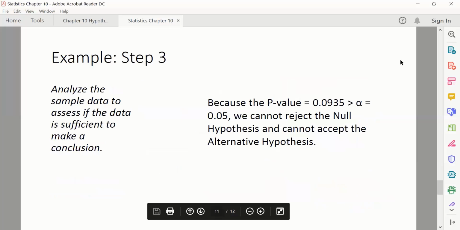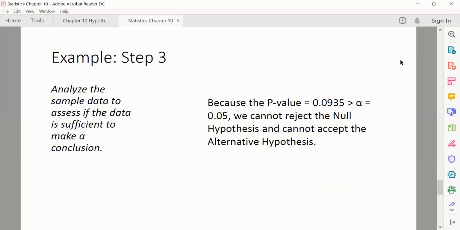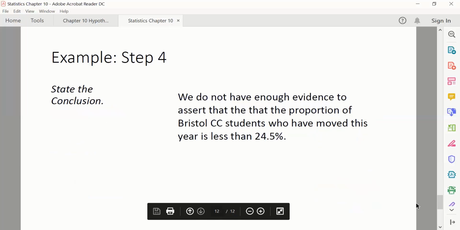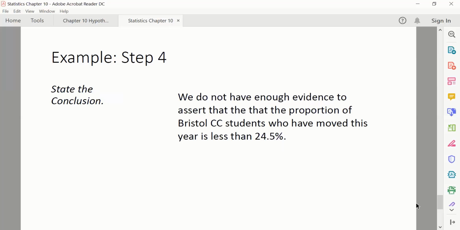So because the p-value is 0.09, which is greater than alpha, we cannot reject the null hypothesis and cannot accept the alternative hypothesis. So our final conclusion, we do not have enough evidence to assert that the proportion of Bristol Community College students who have moved this year is less than 24.5%.